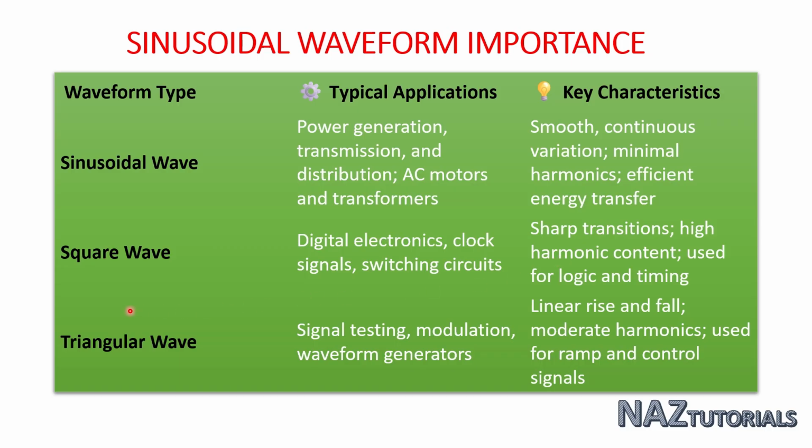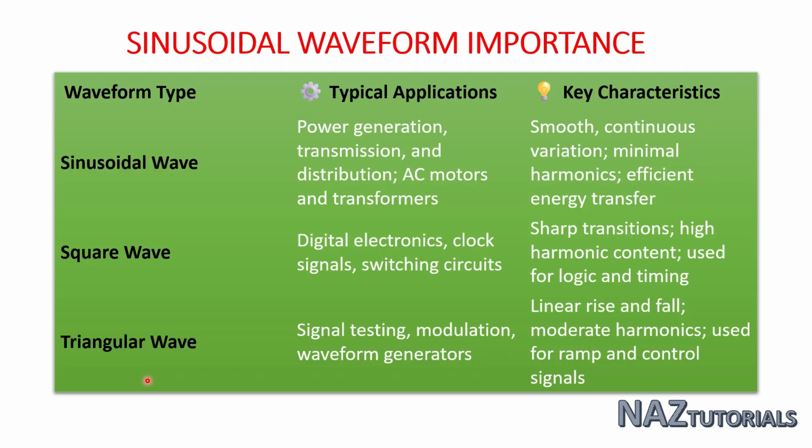If you analyze the square waveform, it is widely used in digital electronics, clock signals and switching circuits, and its characteristic is a sharp transition and high harmonic content, so it is used for logic and timing.